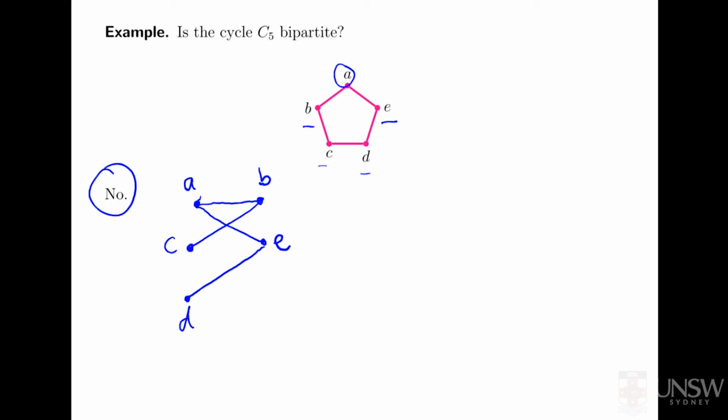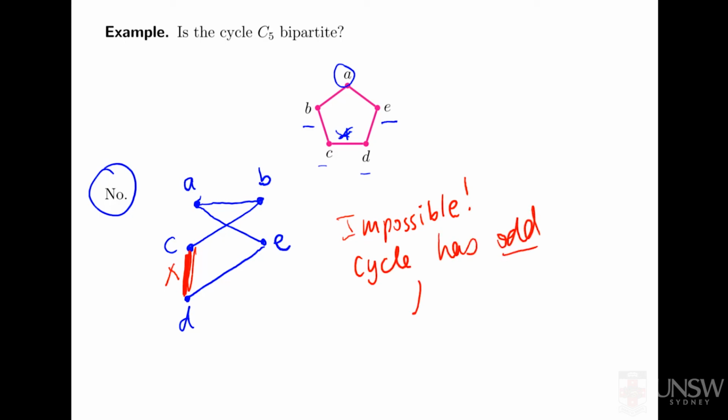But now we have a big problem with this edge from C to D, because that edge would end up completely within the left-hand side, and that's forbidden. So it's impossible to finish a vertex bipartition, and it's because the cycle has odd length. So the only cycles that you're going to see in a bipartite graph would be cycles of even length, using the same sort of idea as we used just in this example.